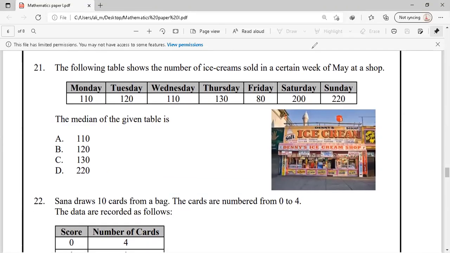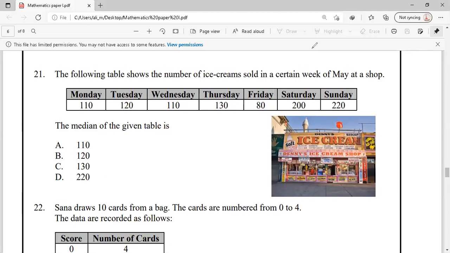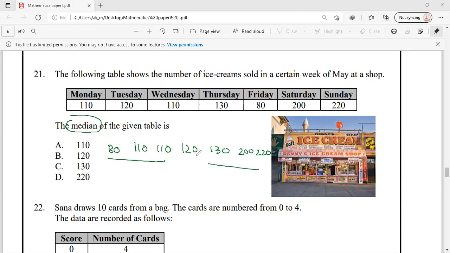Then let's move to question number 21. The following table shows the number of ice creams sold in a certain week of May at a shop. We have to find the median of the given table. So to find a median, we have to arrange this data in ascending or descending order. So we have arranged these data in ascending order, and we have seven terms. So the middle term will be 120. So the right answer is 120, that is option B.